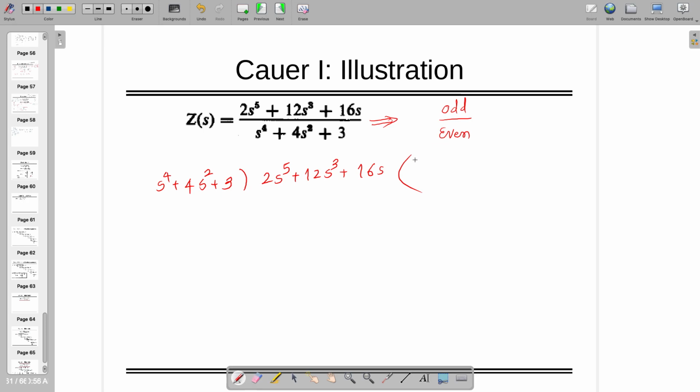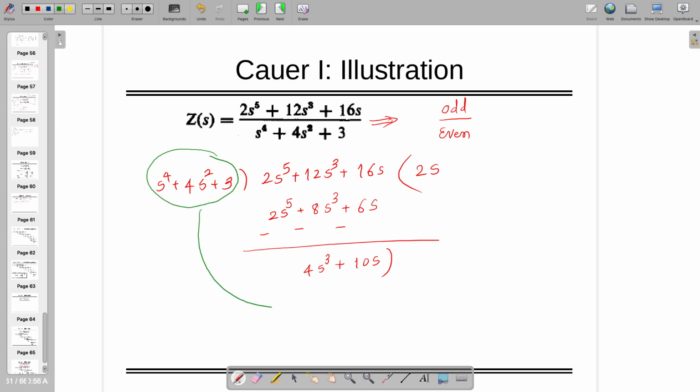No, you have to reach till 0. So this side it's 2s. It won't be divided. Look, it has to be 2s^5. First entry, when it's multiplied with s raised to 4, it's 2s^5 plus 8s cube plus 6s. So this is 4s cube plus 10s. This entry will come here. You have to keep here s^4 plus 4s square plus 3, when you are dividing.